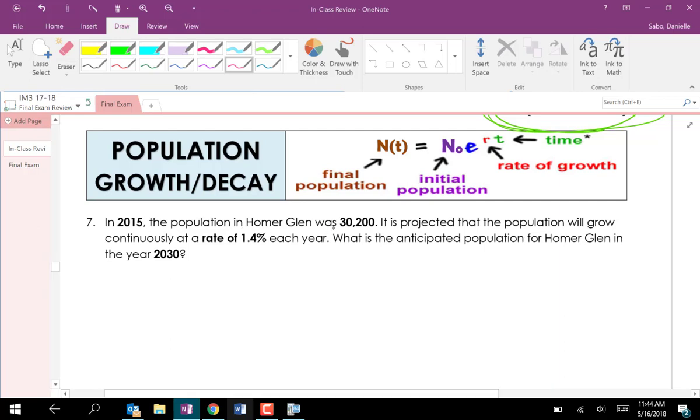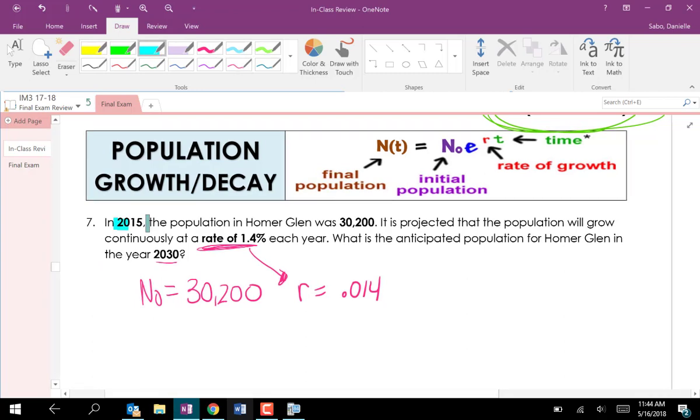In 2015, the population of Homer Glen was 30,200, so that's my initial amount. This is actually accurate because I did take it off of the website. It is projected the population will grow continuously. When you see grow continuously, that really means the E. That's what the 2.71 is. At a rate of 1.4%. So what is my decimal? 0.014. Good. My rate is 0.014. What is the anticipated population of Homer Glen in 2030?